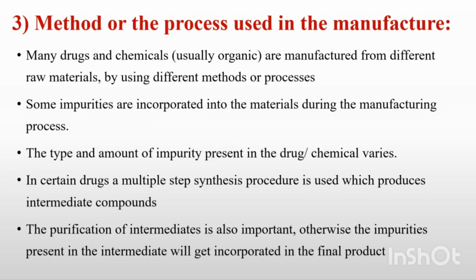And the next is the methods or processes used in the manufacturing. Many drugs and chemicals are usually manufactured from different raw materials by using different methods or processes. Some impurities are incorporated into the materials during the manufacturing process. The type and amount of impurity present in the drugs and chemicals varies. So impurities are also present because of the process.